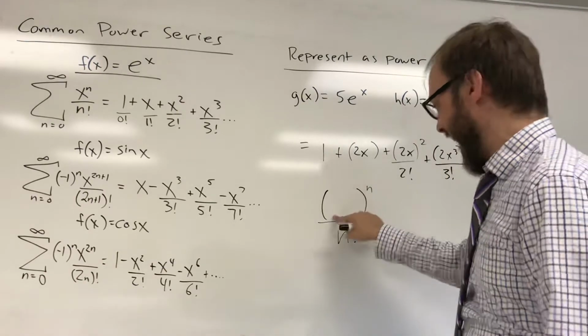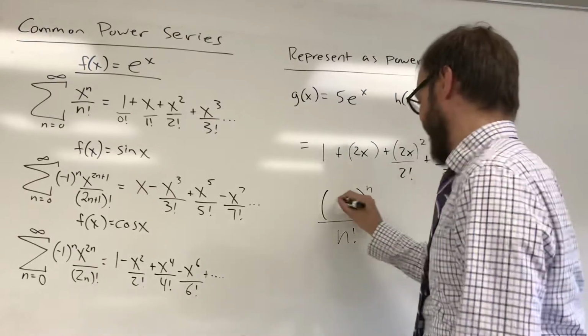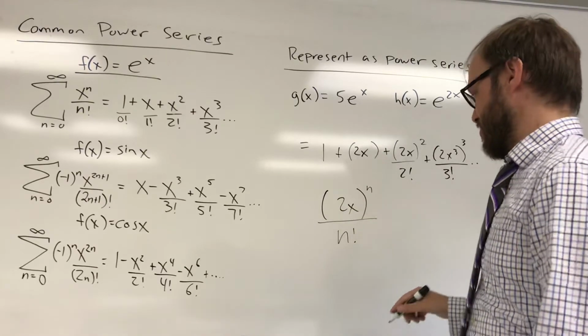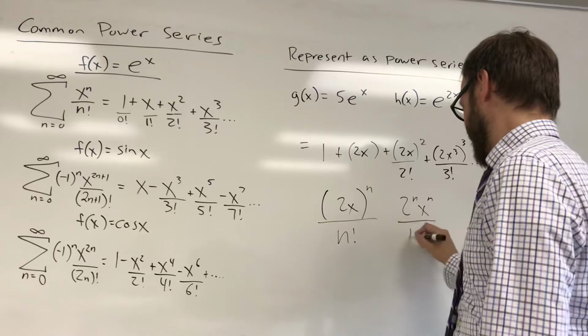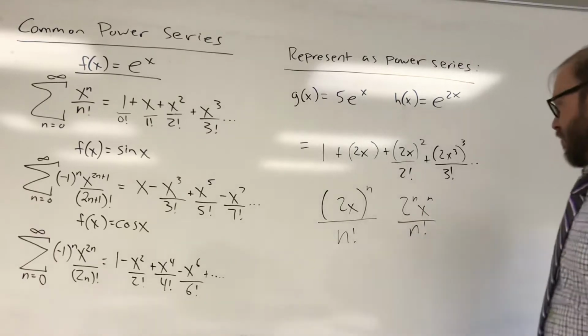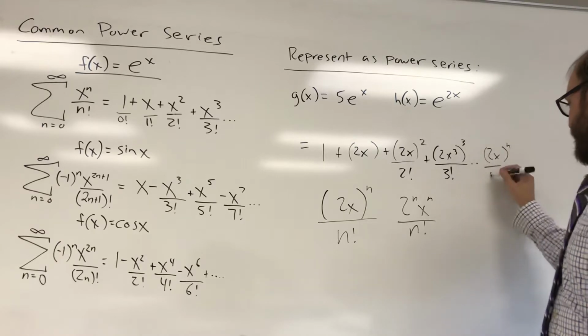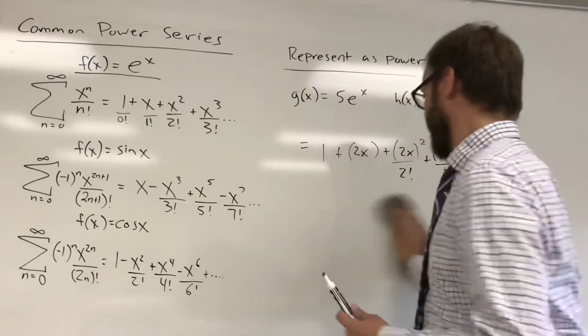Instead of putting in an x and having x to the n over n factorial, I'm putting in a 2x. So the general term would be 2x to the n over n factorial. And you could write that as 2 to the n times x to the n over n factorial. You could do something like that if you wanted to. Anyway, just following this basic pattern, it would look something like this. And again, you could simplify this down.